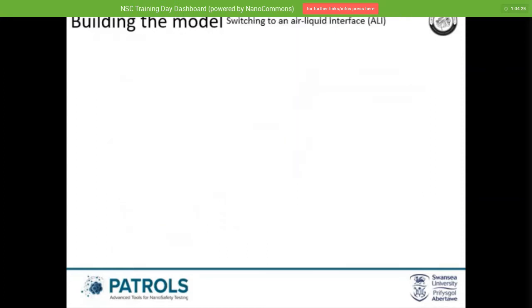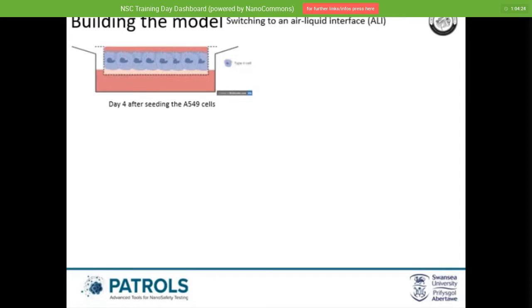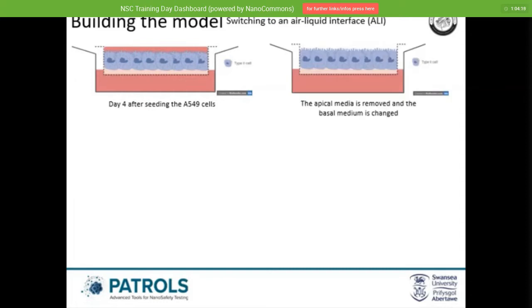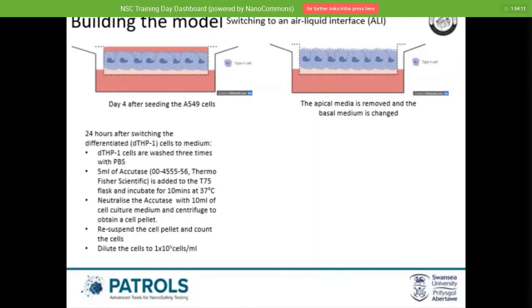So 4 days after we have seeded our A549s onto our transwell inserts, they're then ready to be switched to an air liquid interface. So we remove our apical media and we change our basal media, so the media on the bottom is fresh. 24 hours after switching our differentiated THP1 cells to media, we then repeat our washing steps as we've seen previously with our A549s.